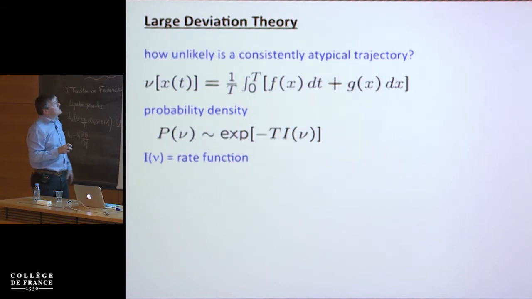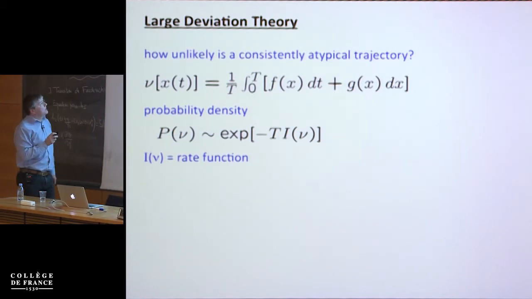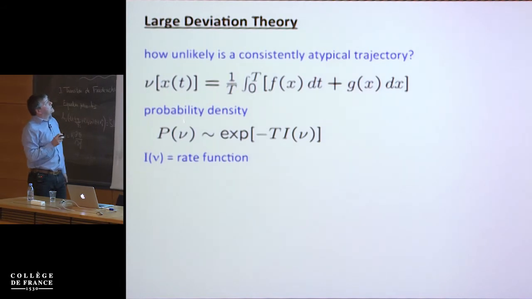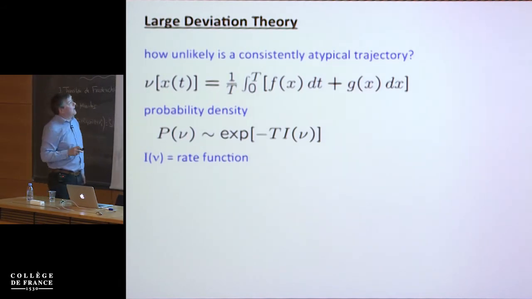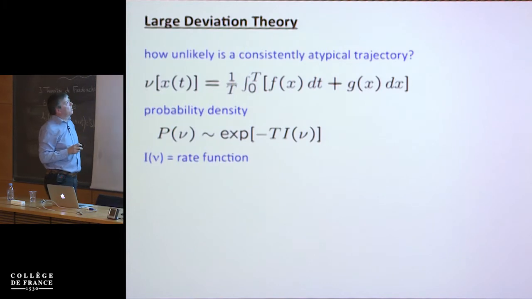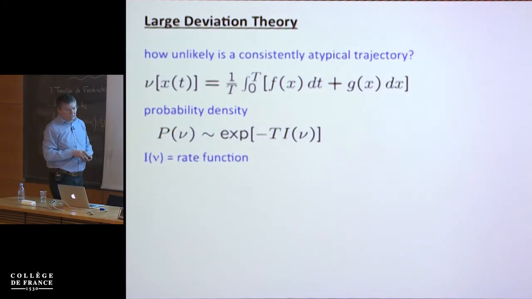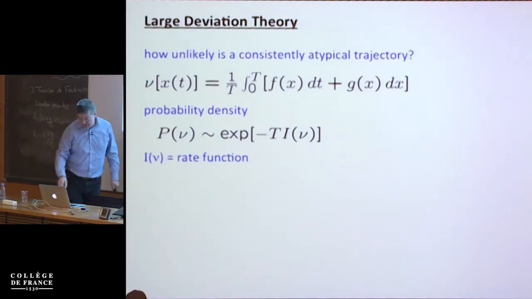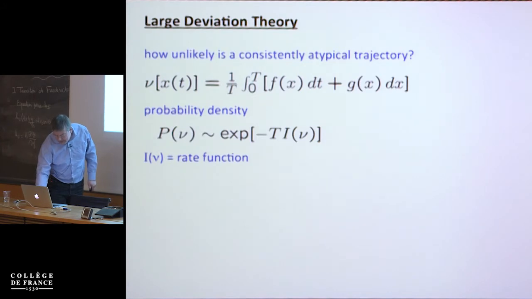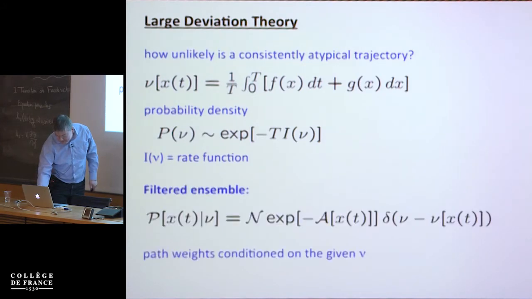So the point about this is that the probability density for observing this systematically wrong value of some characteristic path property is going to be exponential in time. And the coefficient here is called the rate function and depends on the actual value of that chosen number there. So there'll be examples in a minute.